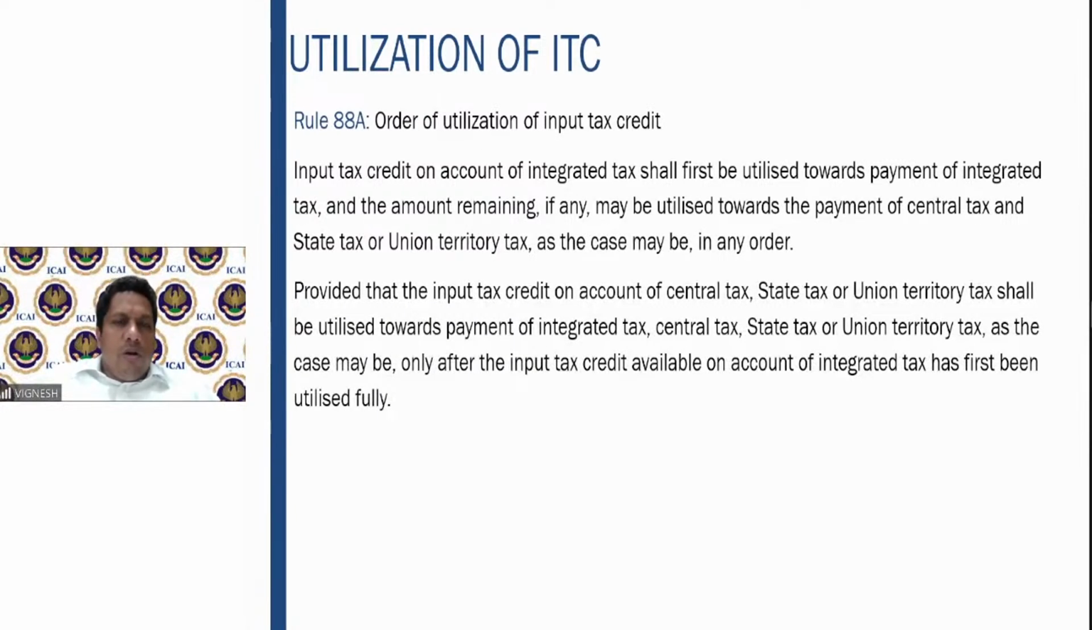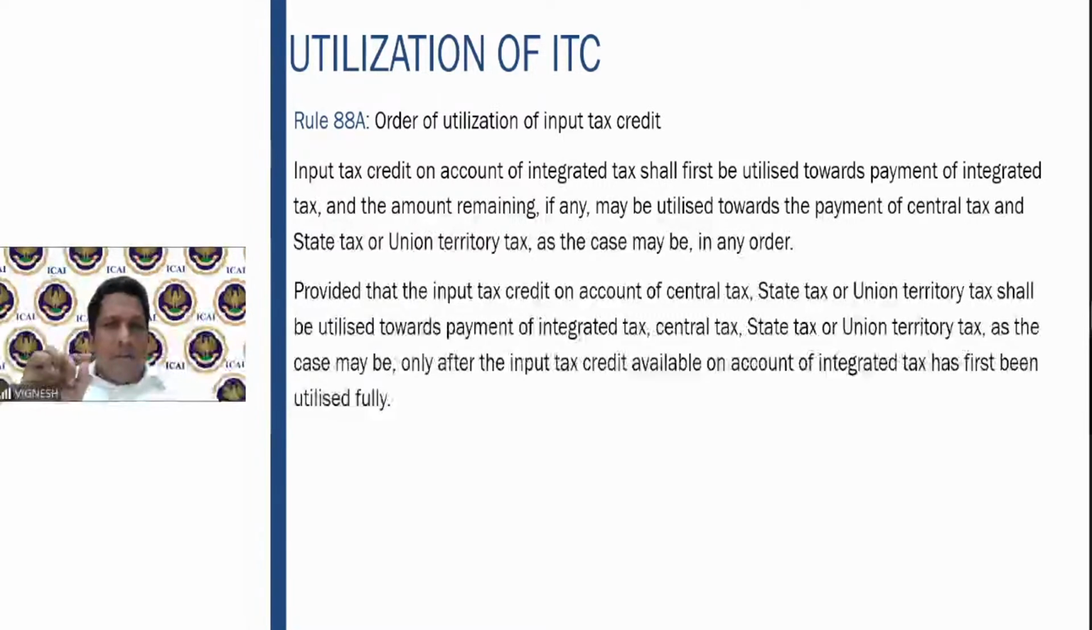As I told you, whatever credit is there on IGST will be first utilized towards payment of IGST, and the amount which is remaining will be utilized towards payment of CGST or UGST, as the case may be, in any order. Fine. I hope this is clear. IGST credit is used for payment of IGST. After that, if any IGST credit is there, you can divide it in the way you want for the payment of CGST and SGST. I hope this point is crystal clear for all of you.